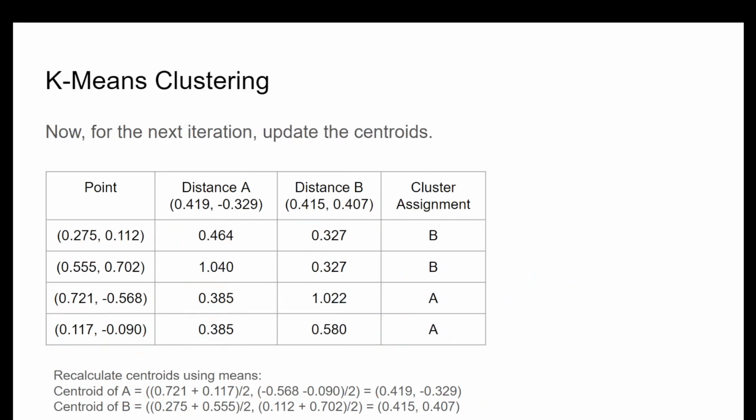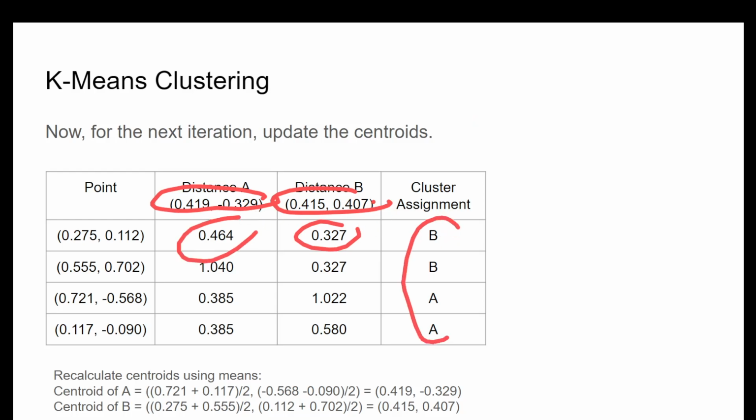After you update the centroid, you can just repeat the iteration using the updated centroid, as you can see, and you can use the normal Euclidean distance to compute this one. And we can see the cluster assignment using the same method as the previous one.